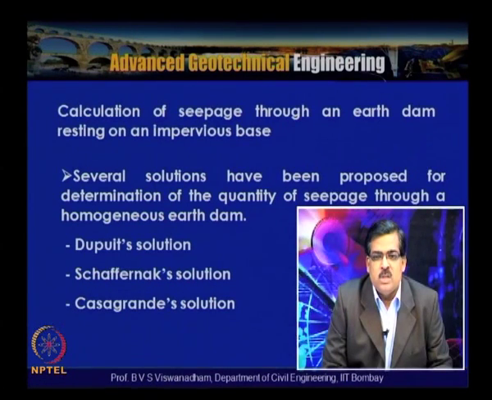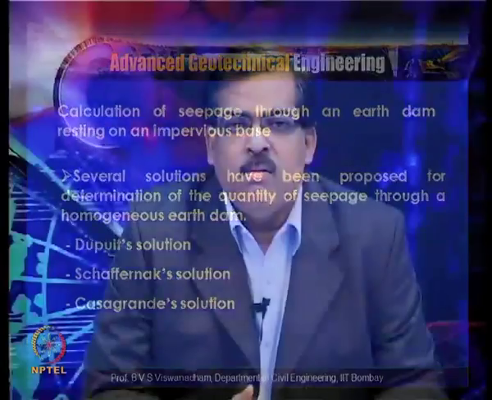Several solutions have been proposed for determining the quantity of seepage through a homogeneous earthen dam. To name a few, we discuss here the Dupuit solution, the second one being the Schaffernak solution, and the third one the Casagrande solution. All of these give methods for constructing the uppermost flow line, that is the phreatic surface, which can also be estimated from numerical simulation, which is built in, or from physical simulation.